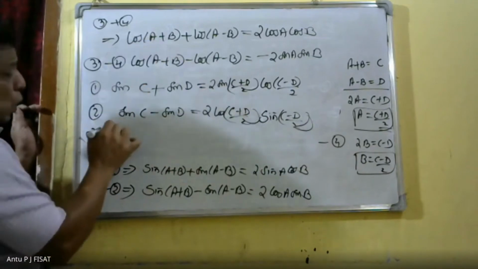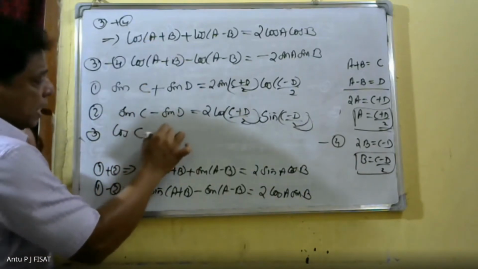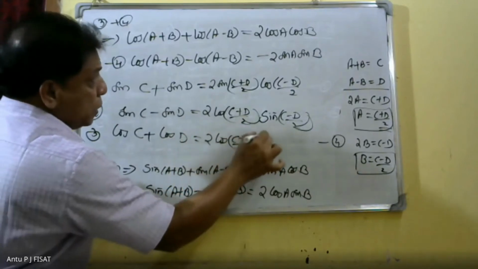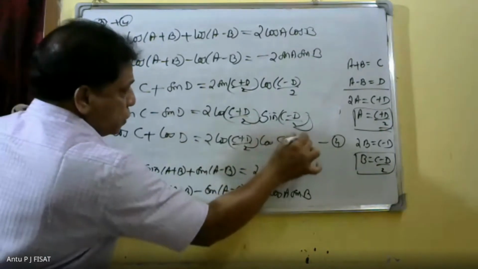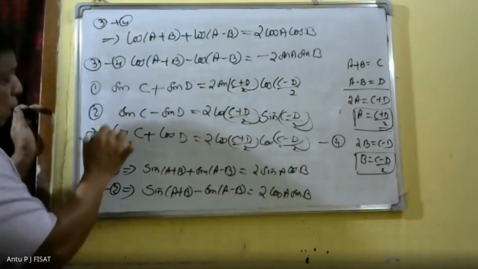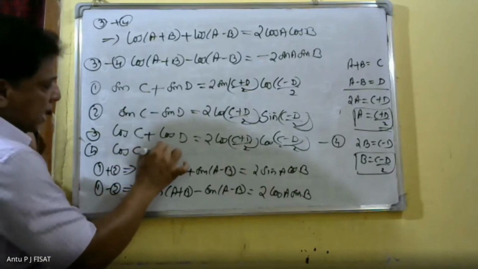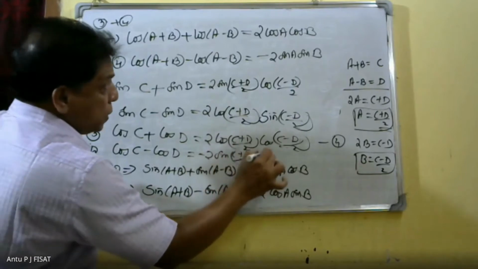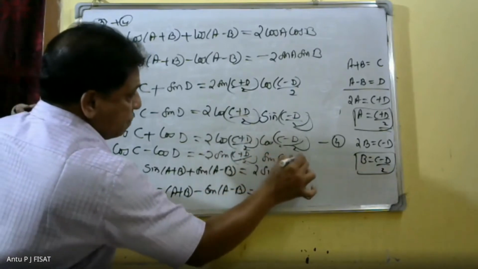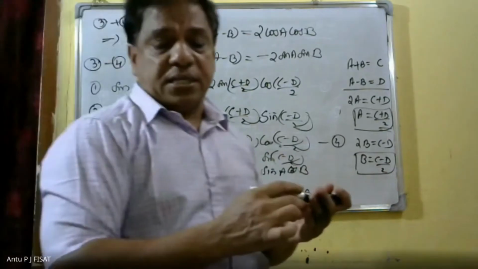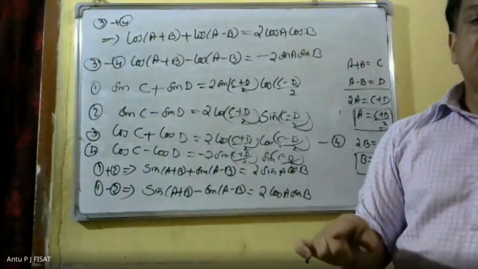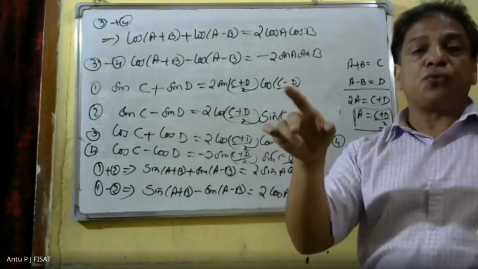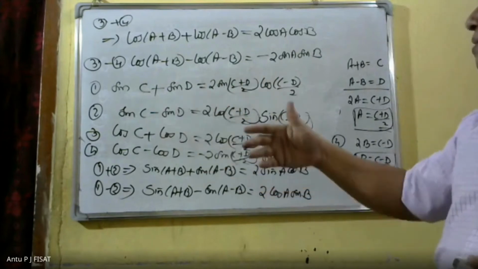Then cos C plus cos D is equal to 2 cos (C plus D)/2 into cos (C minus D)/2. Then one more formula, cos C minus cos D is equal to minus 2 sin (C plus D)/2 into sin (C minus D)/2. Thus we get 12 formulas. Sin (A plus B), sin (A minus B), cos (A plus B), cos (A minus B). By using these 4 formulas, we make again some formulas here.